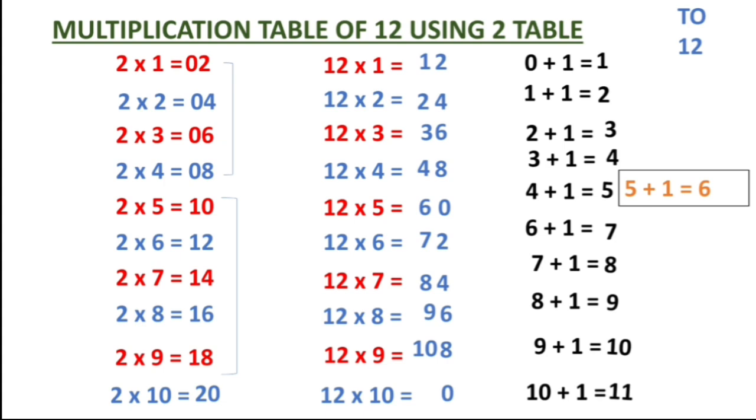What is the tens place? 2. So from 1 to 2, the tens place is changing. So what should we do? We should add 11 plus 1. 11 plus 1 is 12. What is the answer we got? 12 tens are 120. This method is very easy.